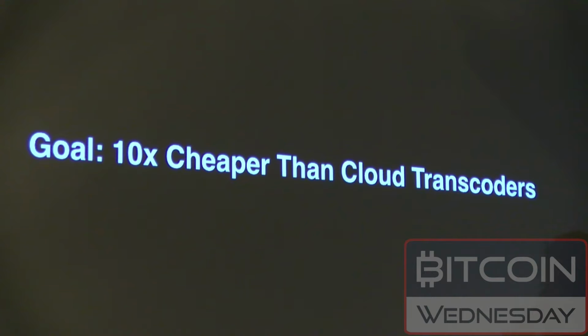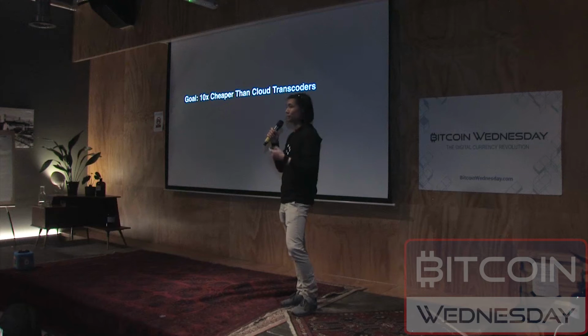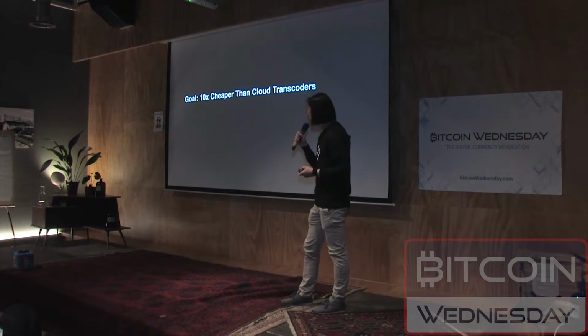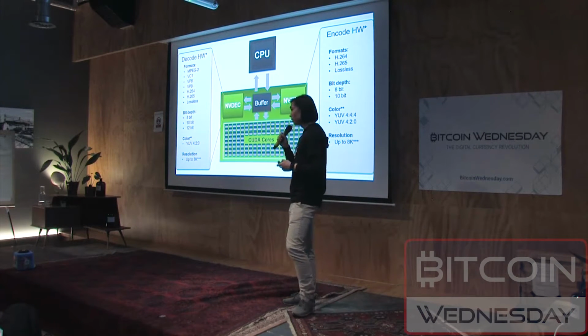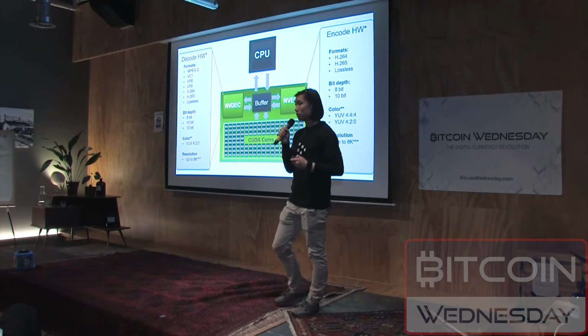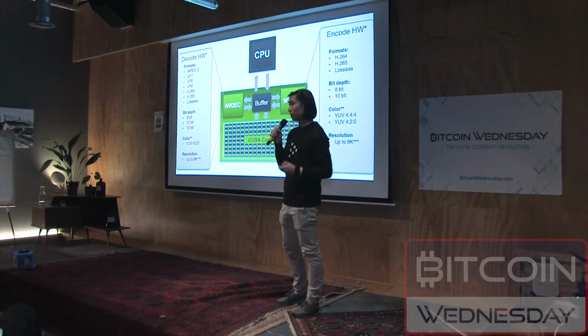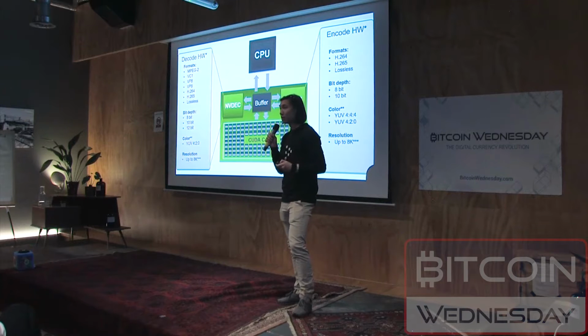But how do we actually make this cheap, right? So open market is nice, there's price competition, that's nice. And another interesting thing here is that for every single GPU, you can actually do video transcoding and cryptocurrency mining at the same time.